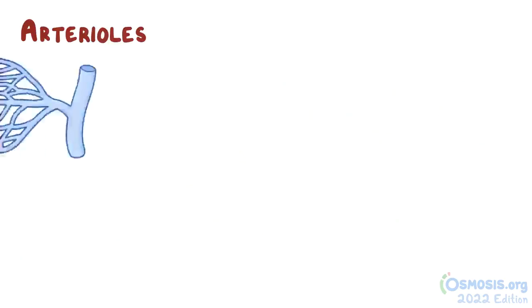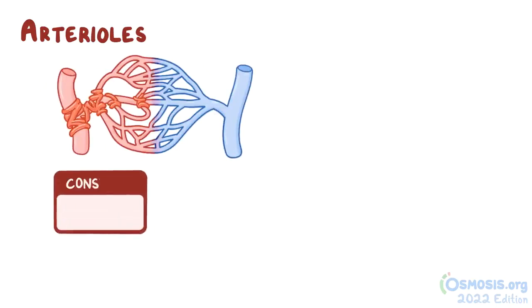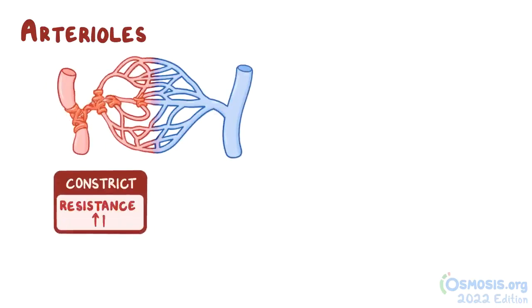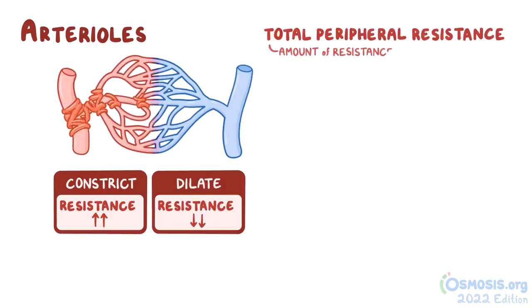Now, the arterioles that come before the capillaries act as floodgates, regulating blood flow into the capillaries. So if the arterioles constrict, the resistance increases, and if they dilate, the resistance decreases. Therefore, the arterioles generally determine total peripheral resistance, or the amount of resistance opposing blood flow. This means arterioles play a key role in regulating the blood flow to an organ.